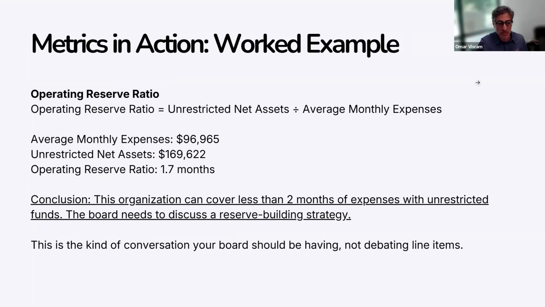So here's a simple example of how a simple ratio might lead to some action. In this case, a not-for-profit has an operating reserve ratio of 1.7. So $96,965 in average monthly expenses over about 170,000 in unrestricted net assets. What this is saying is that this organization can cover less than 2 months of expenses with unrestricted funds. The board needs to perhaps discuss a reserve building strategy. This is the kind of conversation that you can bring to the board with numbers.